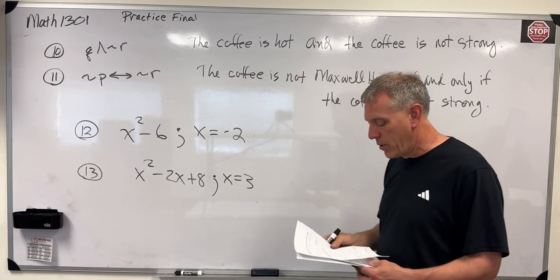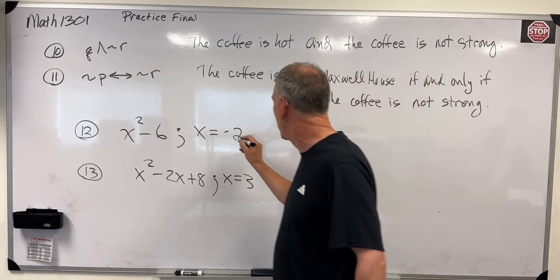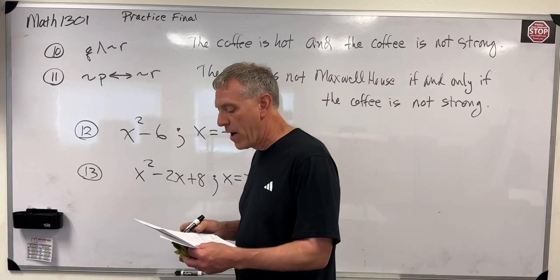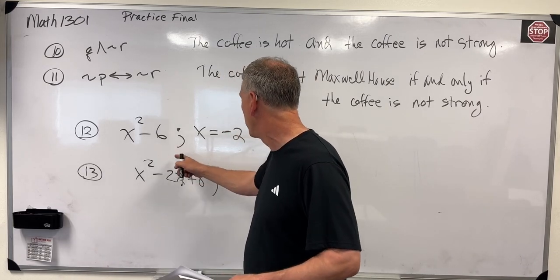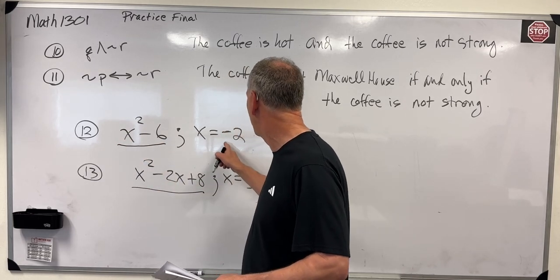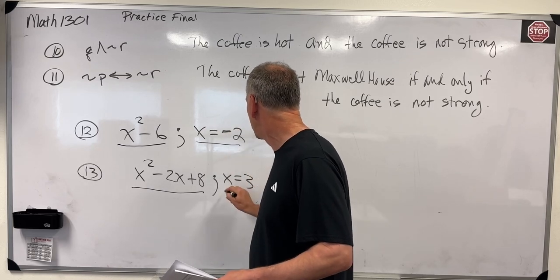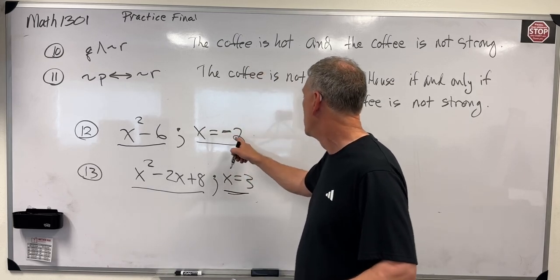12 and 13, we move now into the world of algebra. The first one here, we're asked to evaluate the expressions at these points. So we have this expression here, and we have this expression here, and we're asked to evaluate it. The first one at x equals minus 2, and the second one at x equals 3. So we're going to put minus 2 in there.